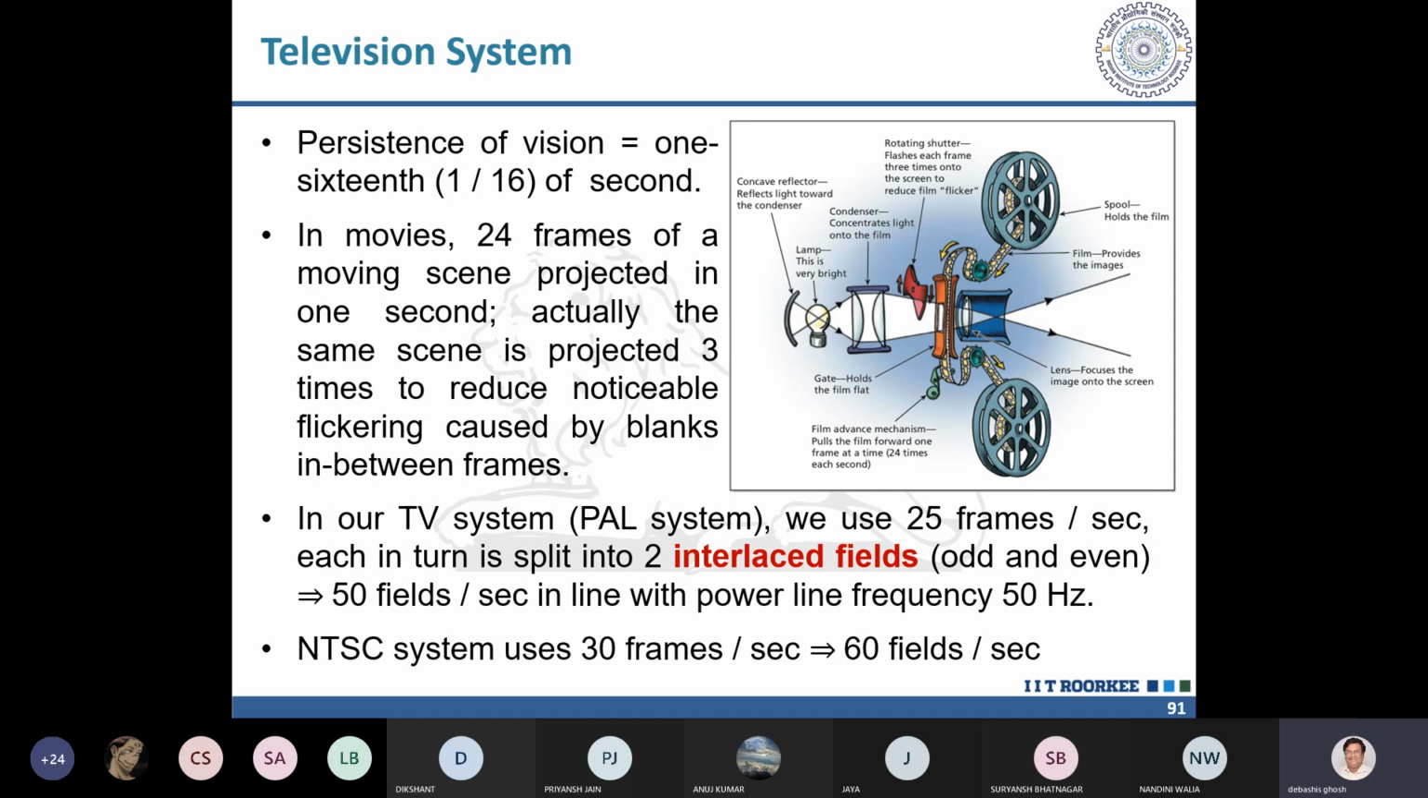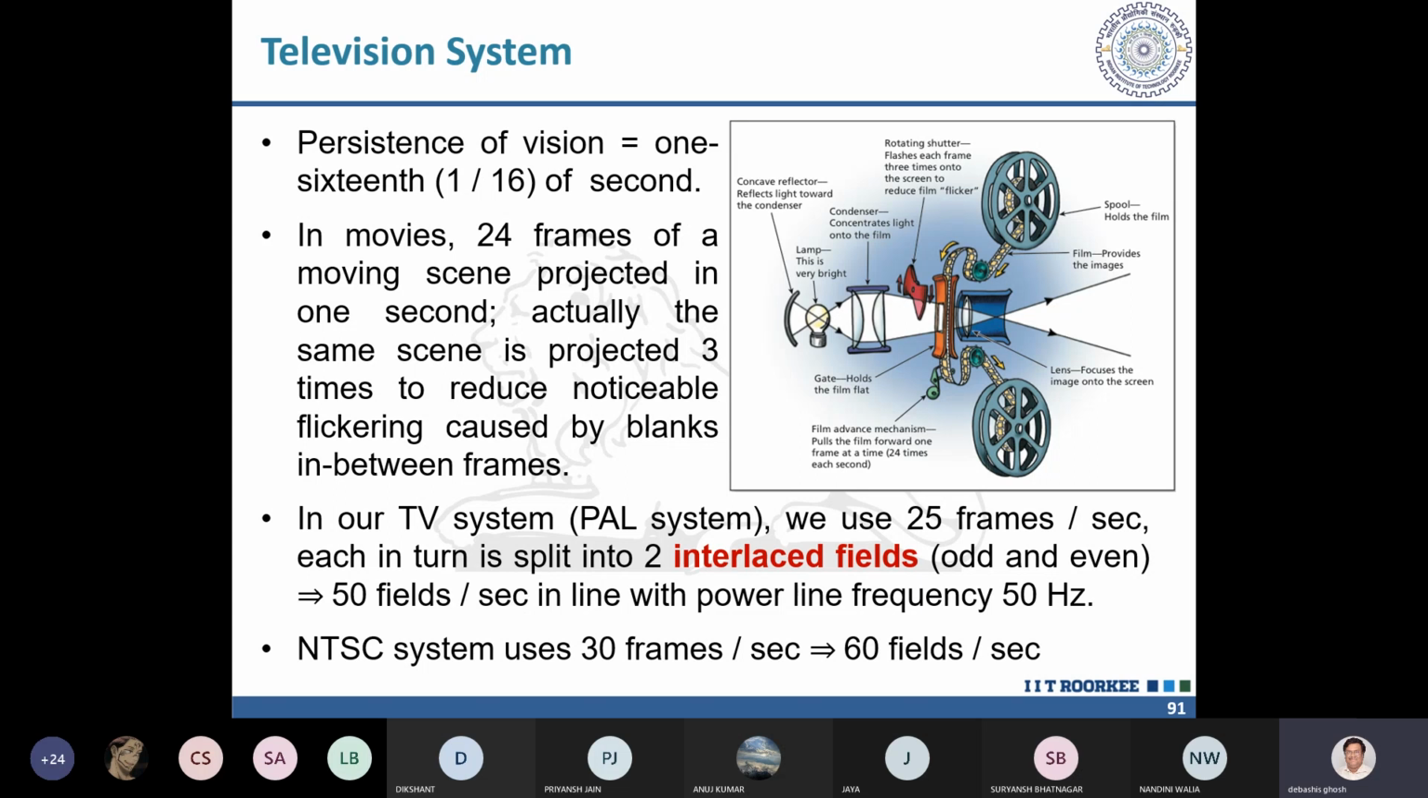So in order to reduce that, people increased the number of frames to 72. Actually, it is not increasing the number of frames; what they did is show the same scene 3 times. So ultimately it became 72 frames. There will be blanking between the 72 frames. This blanking was made very fast; the blanks in between the frames were made more frequent.